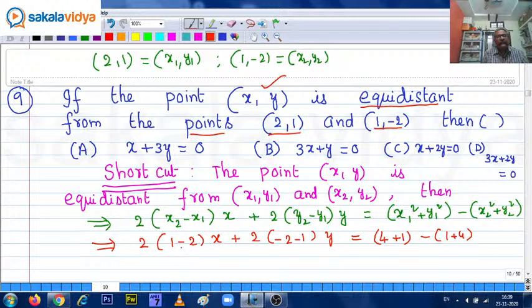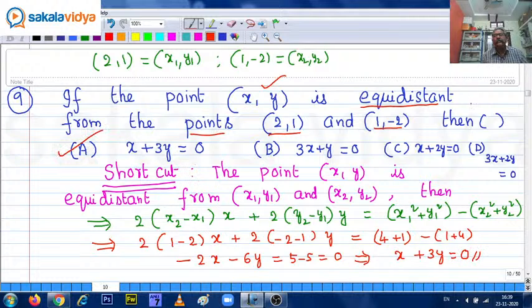Very interesting factor here. 1 minus 2 is minus 1, so you get minus 2x. This is minus 6y, equal to 5 minus 5. This will be 5 minus 5, obviously 0. Divide by minus 2. If you divide by minus 2, you get x plus 3y equal to 0. 0 divided by something is 0. x plus 3y equals 0. A is the right option.